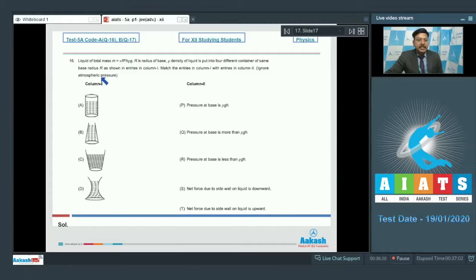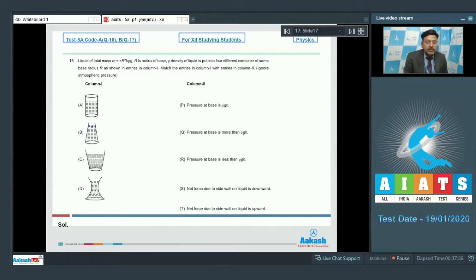Well, it's a matching type question, question 16, and it says a liquid of total mass m equal to pi r square h rho g, where r is the radius of the base and rho is the density of the liquid, is put into 4 different containers of the same base radius r as shown in entries in column 1. Match the entries in column 1 with entries in column 2. Ignore atmospheric pressure. Okay. So, entry A on column 1 is a cylinder.